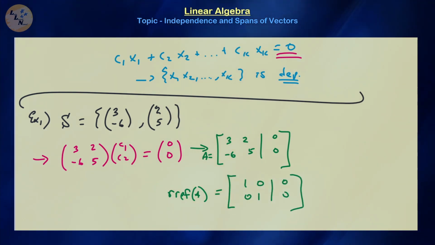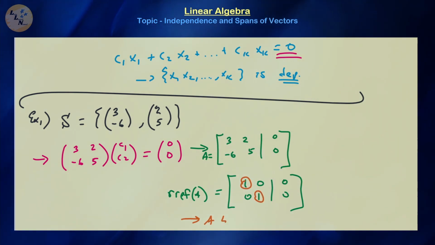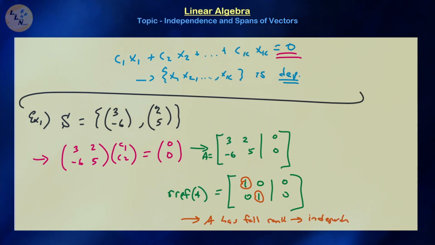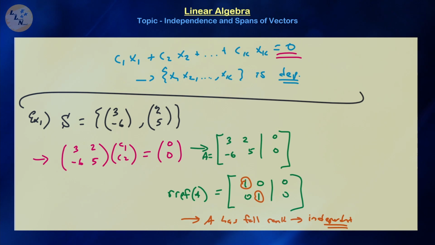Right? So notice that the number of rows equals the number of pivots. That means A has full rank. So if A has full rank, then that implies that the set of vectors is independent. And why does that imply that the set of vectors is independent? That means the only solution to this particular equation is c1, c2 is equal to 0. So that's pretty much what we're going for here.